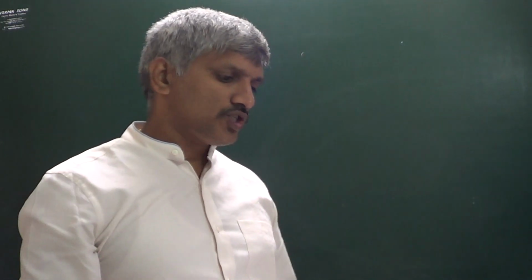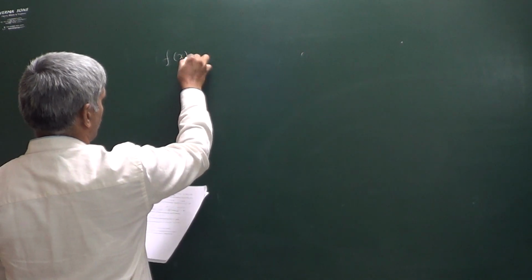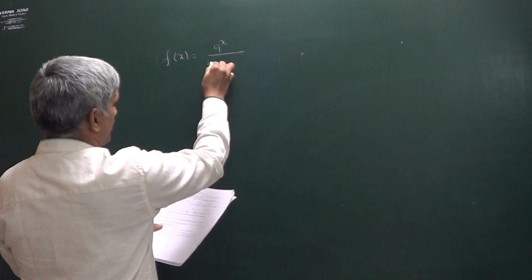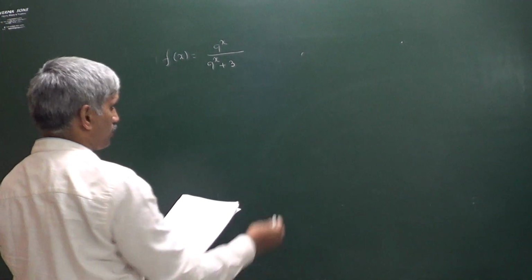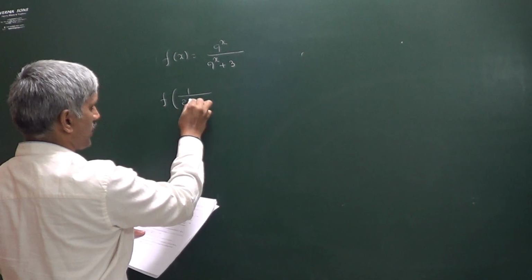So there is another question. The another question is given like this: f of x is equals to 9 to the power of x by 9 power x plus 3. Very regular question. In the question he is asking to find the value of f of 1 by 2020.